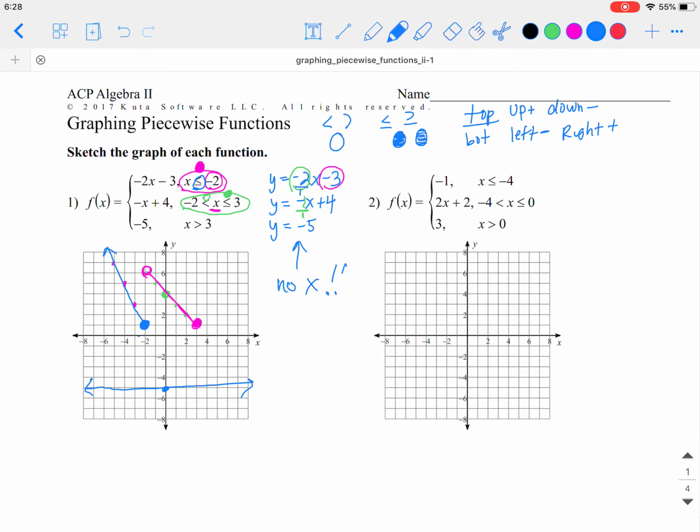Now, what symbol am I talking about? I have a greater than symbol, and this will be an open circle. So I'm going to put an open circle on 3. So there's my open circle. And we want x greater than 3. So greater than is all to the right.